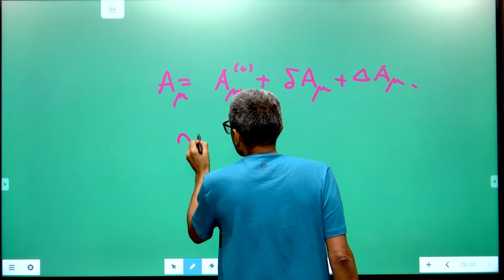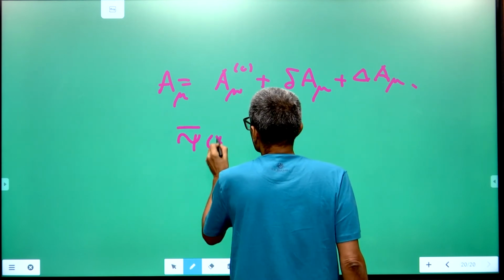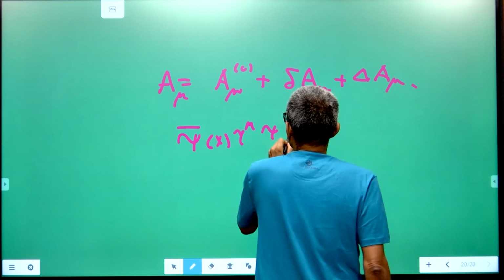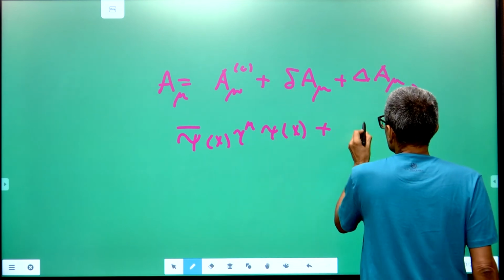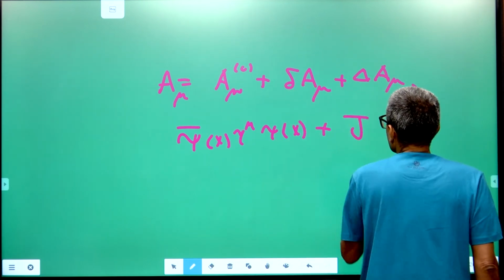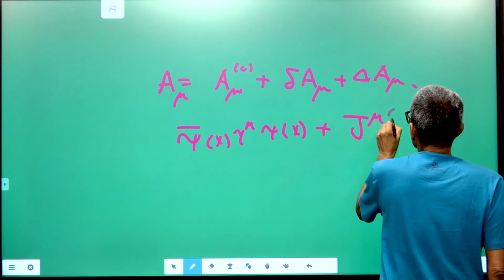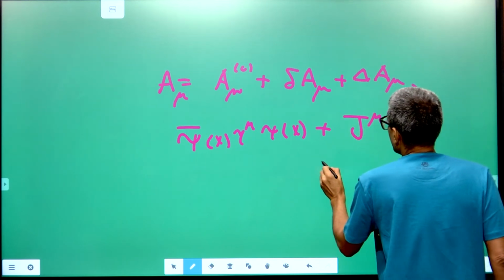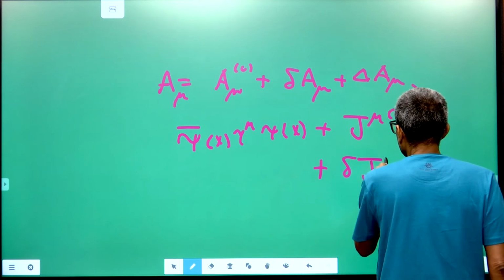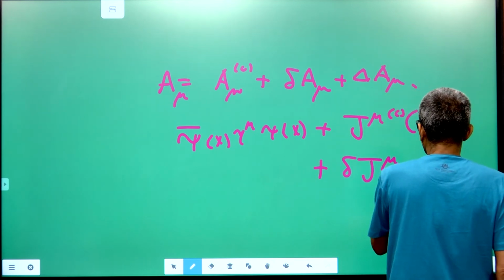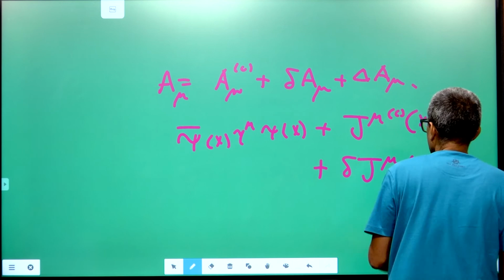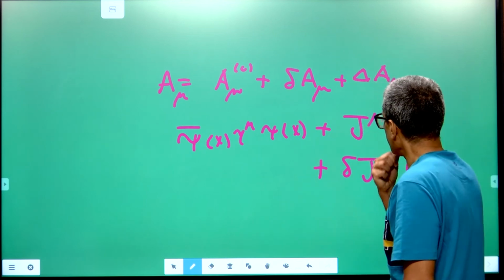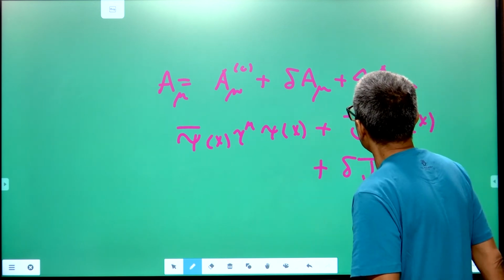Likewise, your Dirac current is psi bar x gamma mu psi x, but you put an additional control current here, a classical control current, and apart from that you have a small classical random current field interacting with the bosonic field delta A mu.